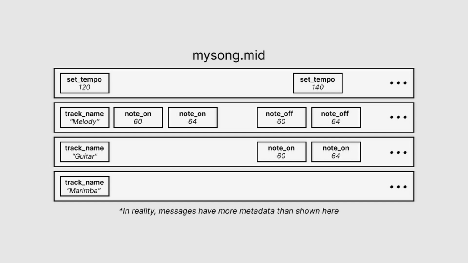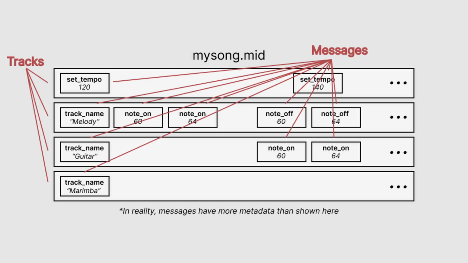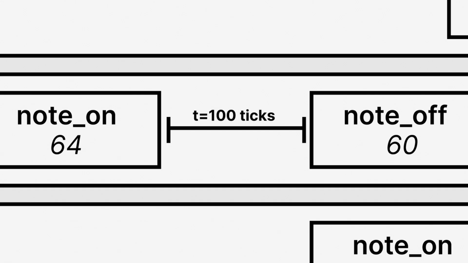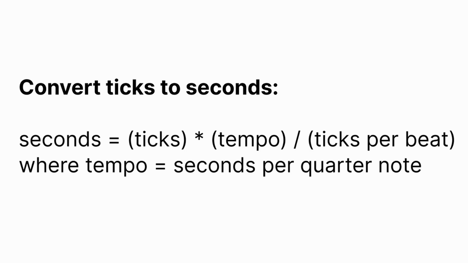MIDI files are made up of different tracks, and each track is made of many messages that are assigned timestamps and signal different things. There are messages that can press or release a note, set the tempo, set the track name, and more. The timestamp of a message is not measured in seconds from the start of the song, it is measured in ticks from the previous message. Ticks are very short units of time that vary in length depending on the MIDI file. Ticks can be converted to seconds using the number of ticks per beat and the tempo.